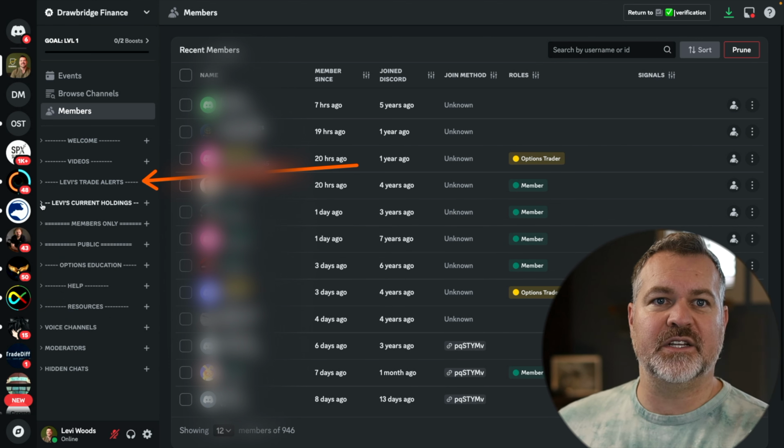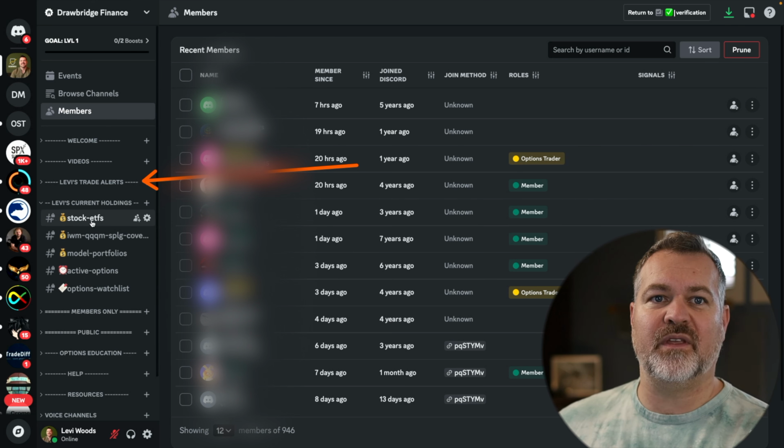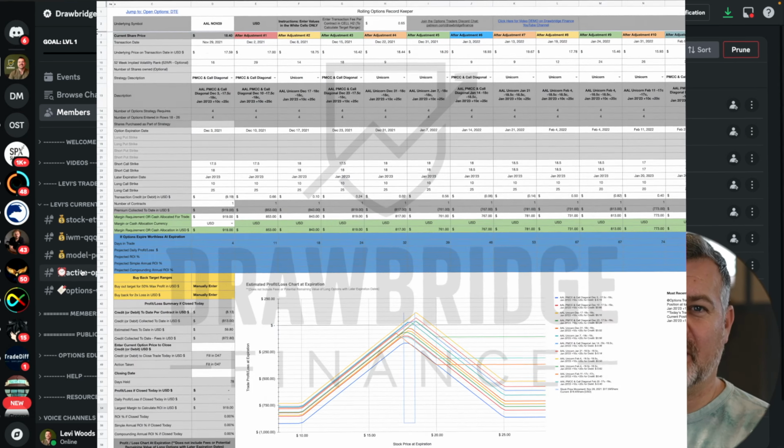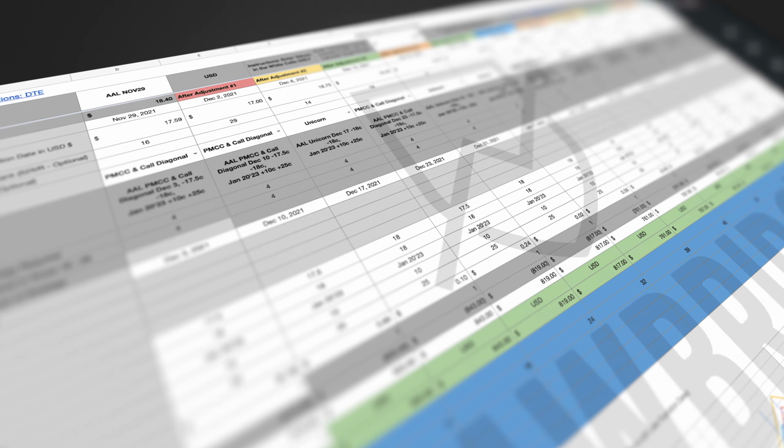The next section is going to be my current holdings. Now, this is all of the stocks that I'm currently holding in ETFs. You can see that anytime. These money bags show that that is available to the dividend tier. If you want to see my active options, I have a very cool spreadsheet. You need to get separate permission from that.